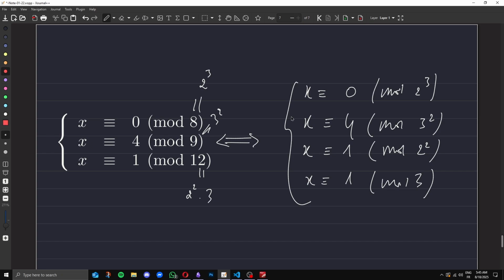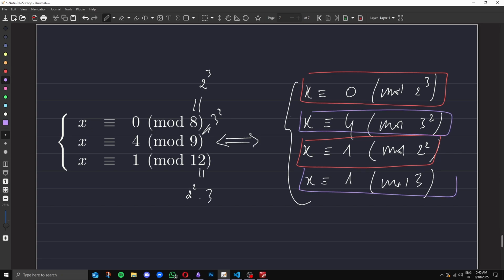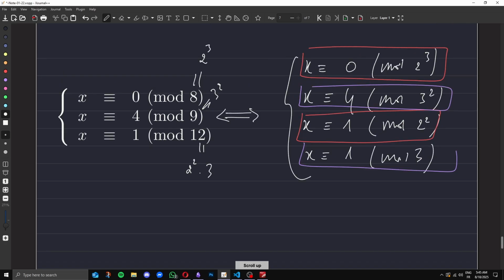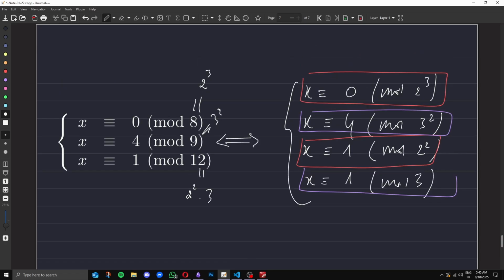Now I want you to consider congruencies based on the same prime. So for example, if it's 2, then we will consider these ones. And if it's 3, we will consider these 2. Now, the one having the highest power is the strongest because it implies the rest of the congruencies. And I'm talking about the one in the same group, so either the ones in red or the ones in purple.